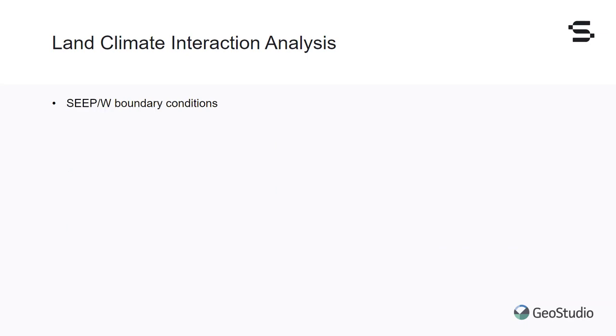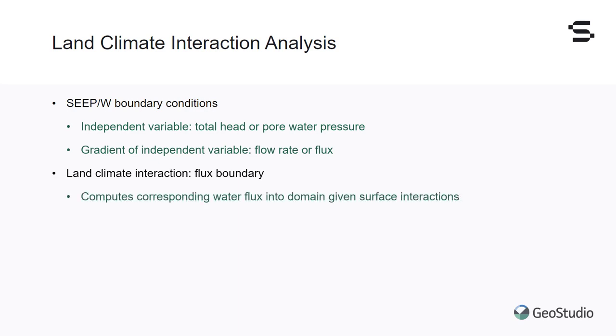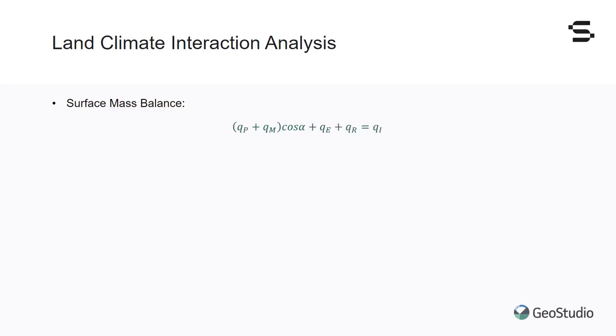Boundary conditions in Seep have two general forms. They either represent the independent variable, which is total head or pore water pressure, or the gradient of the independent variable, which is represented by a water flow rate or flux. The Seep land-climate interaction boundary condition falls under the second type, as it ultimately determines the water flux into the domain given the surface interactions listed on the previous slide. We will now review how the Seep solver computes the associated water flux.